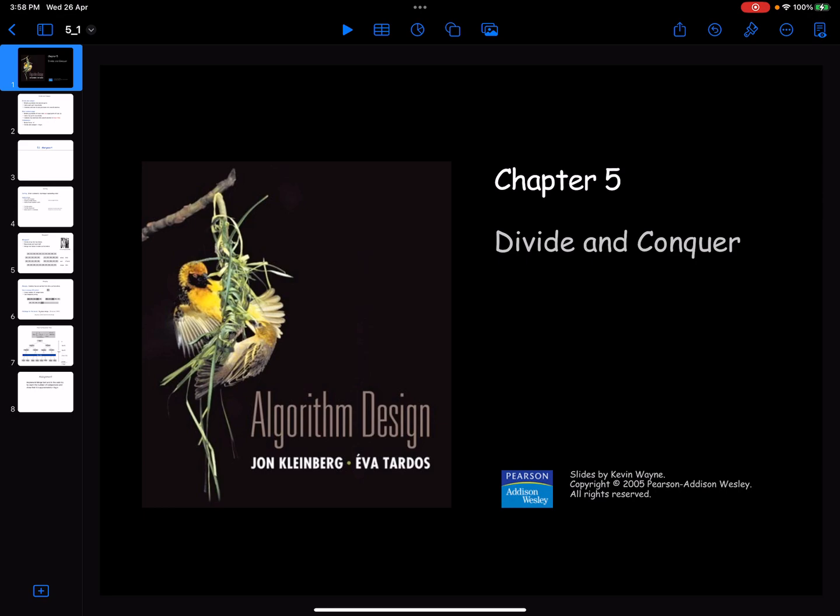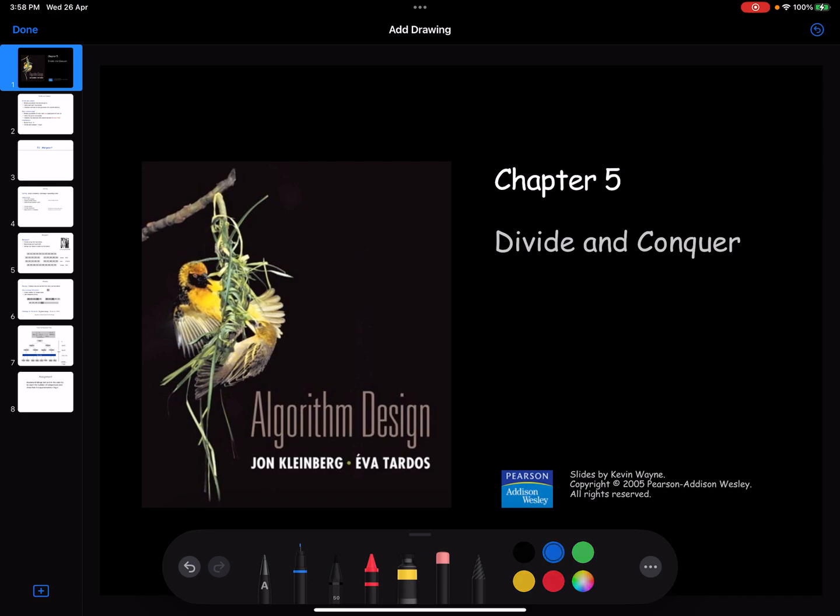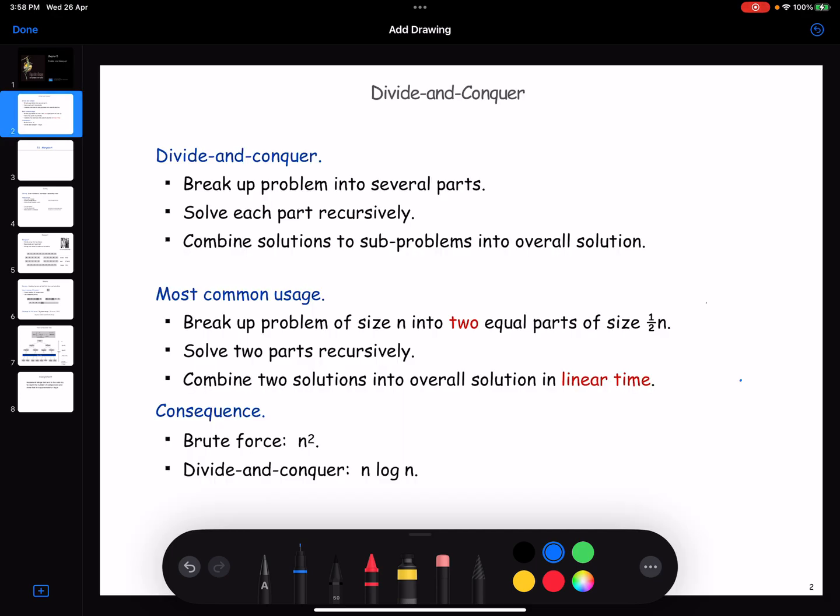Hi, today we will talk about Chapter 5. Chapter 5 is talking about a new technique in algorithm design. It's called divide and conquer. We will take examples to show this technique. So let's talk about this technique in general.